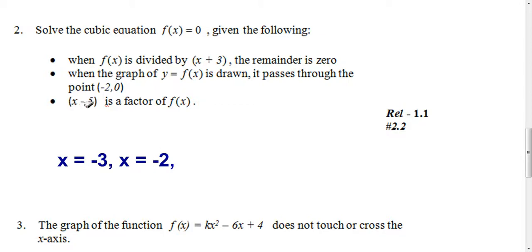And lastly, x minus 5 is a factor, so that's just the same as the top bit. X equals 5 is a root. So that's your answer. Okay, so that gives you your mark for 2.2. You need to get all of these right to get that mark.